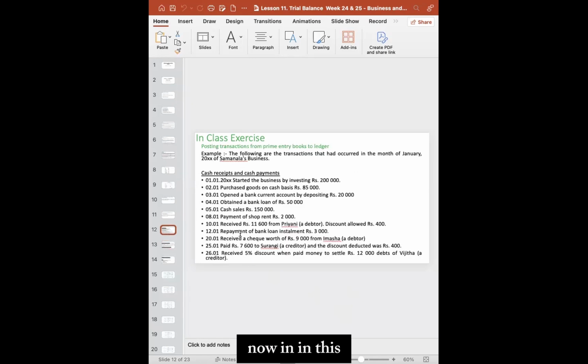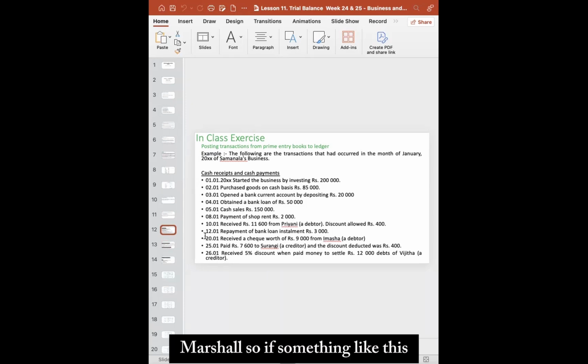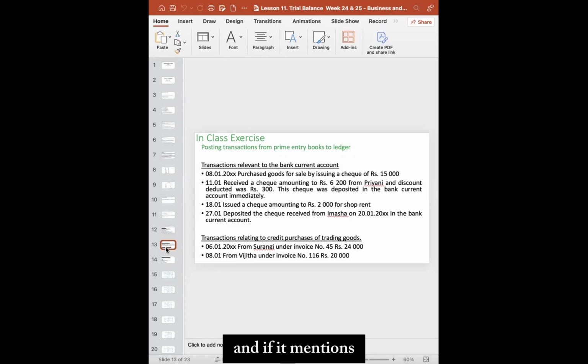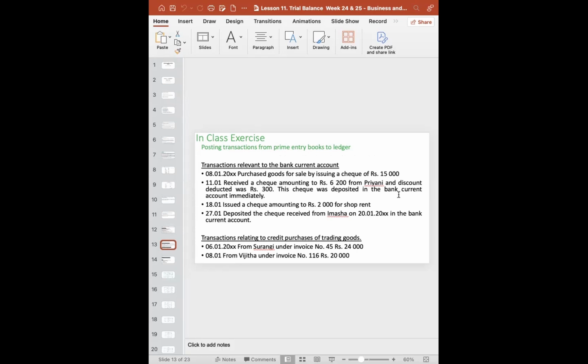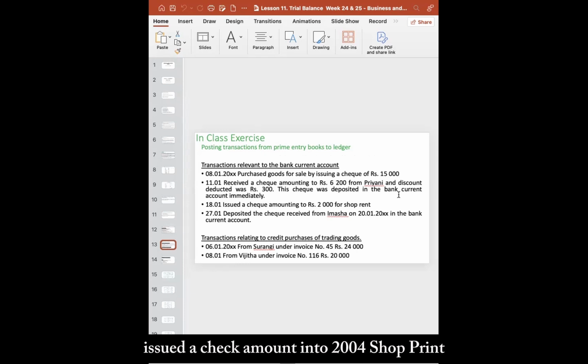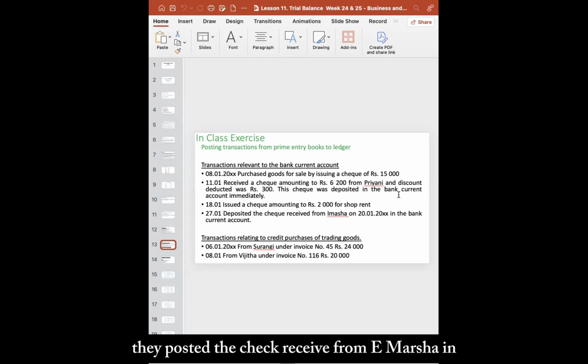Now in this, on 20th received a check worth 9,000 from Imasha. If something like this, we record it in cash book, and if it mentions that this check was deposited in the bank current account immediately, then we are recording it straight away in the bank current account. On January 18th, issued a check amounting to 2,000 for shop rent, and on January 27th, deposited the check received from Imasha in the bank current account.